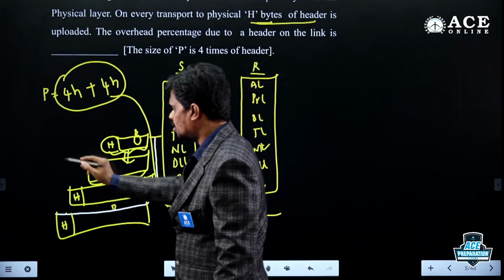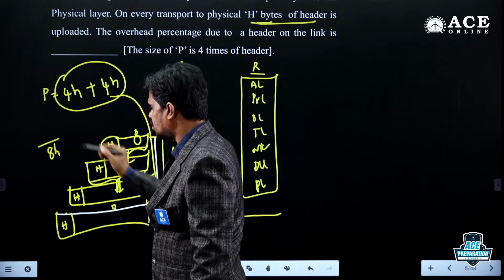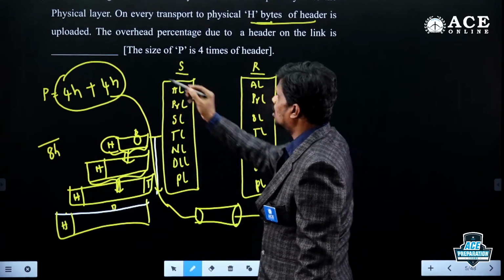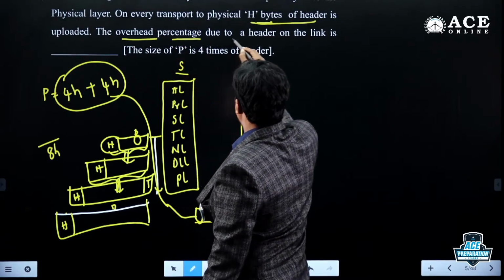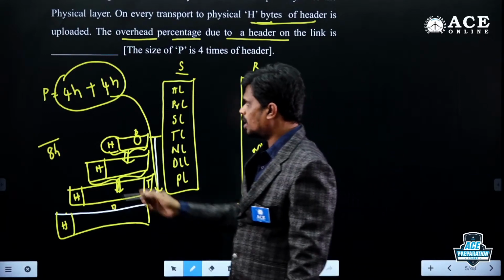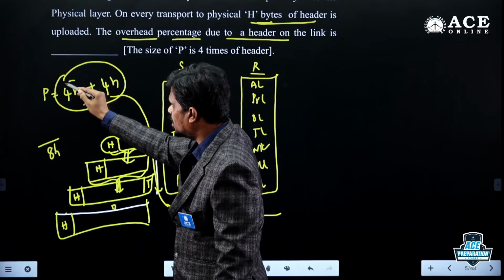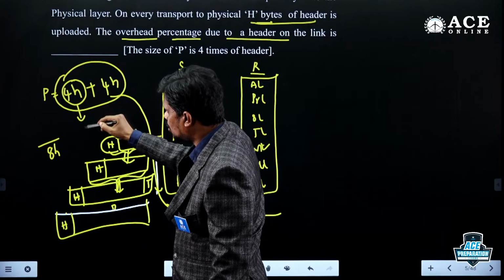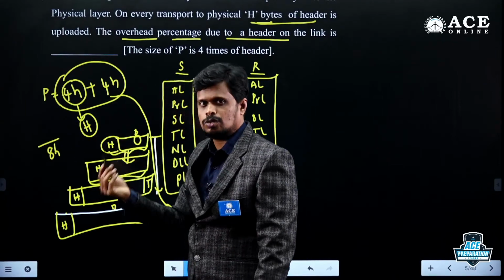So total 8H, an 8H message, is being placed onto the channel. But the question is asking about the overhead percentage due to the header on the link. So what is the overhead that is happening here? 4H is the header part. So this is the header, which is overhead.